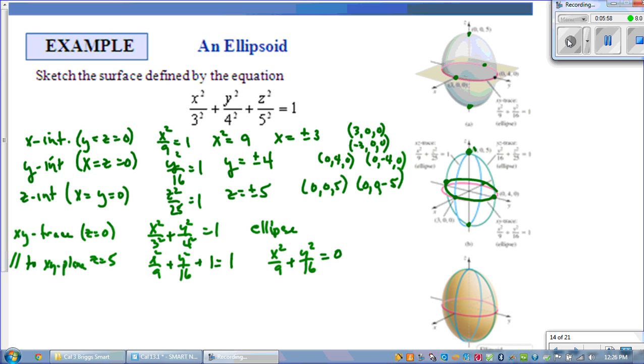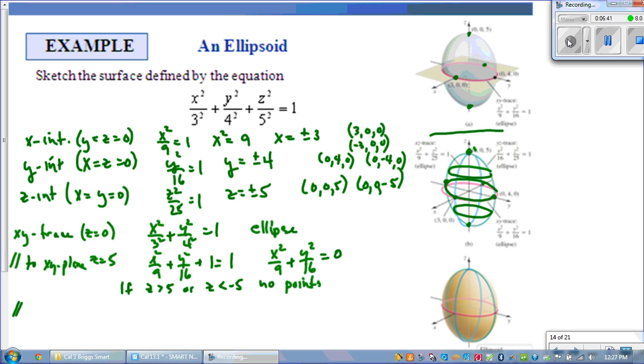If we did a z value bigger than 5, you'll see that there's no points at all. When you put z equal to something bigger than 5, you're going to end up with x squared over 9 plus y squared over 16 being negative, which has no solutions. So you can see if z is bigger than 5 or z is less than negative 5, there will be no points in that trace. So now, as long as z is between negative 5 and 5, you'll get an ellipse like here or down here.